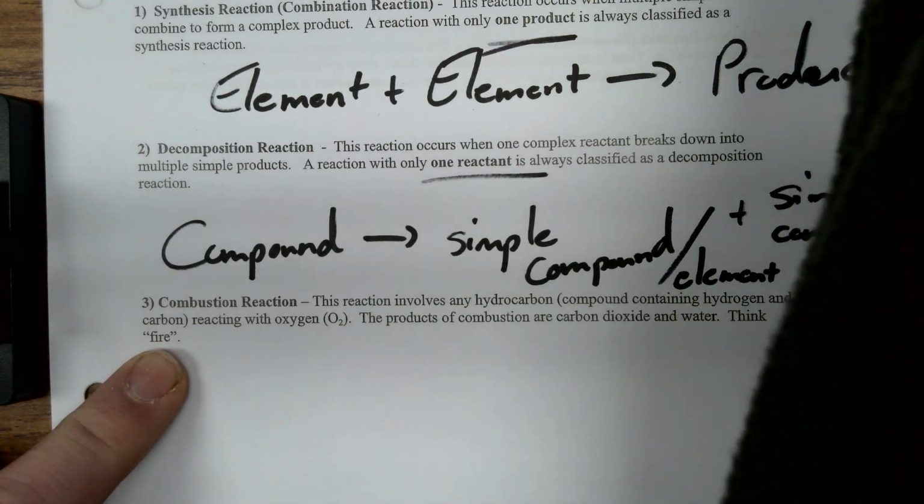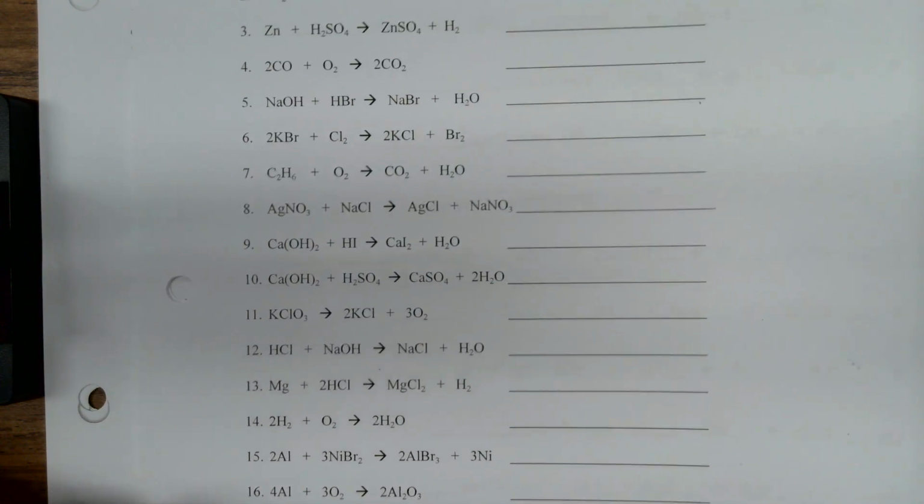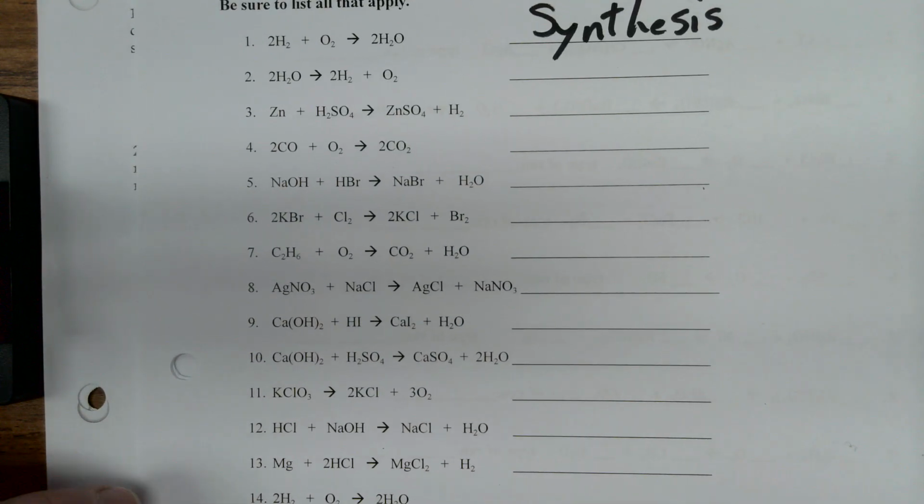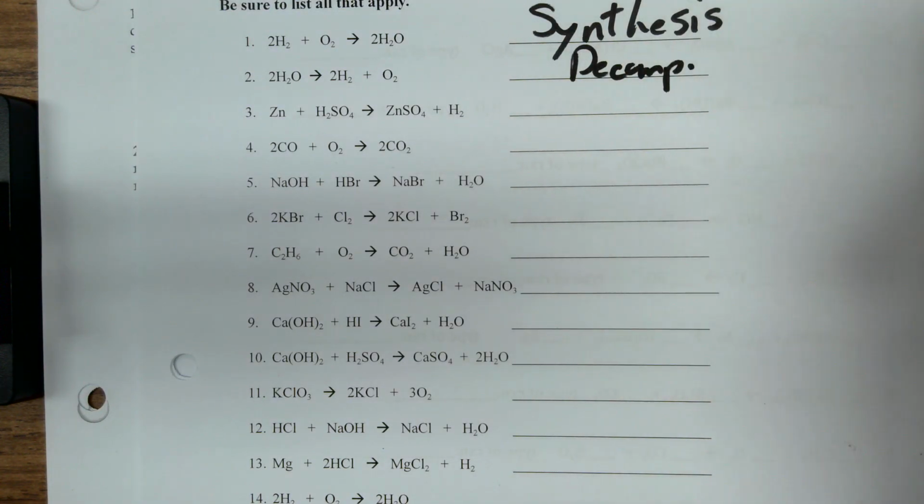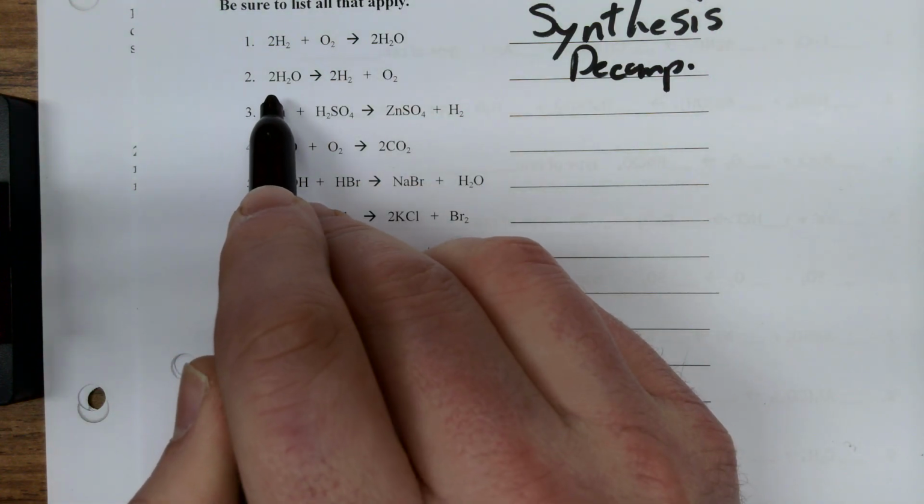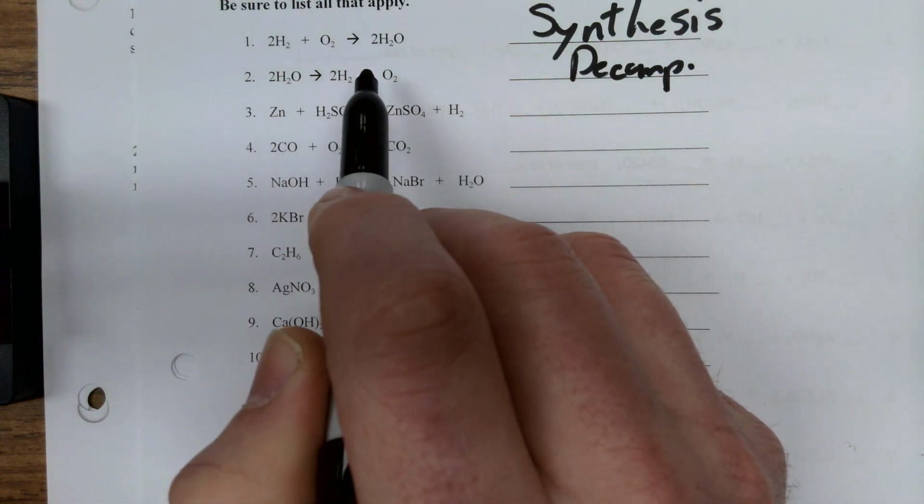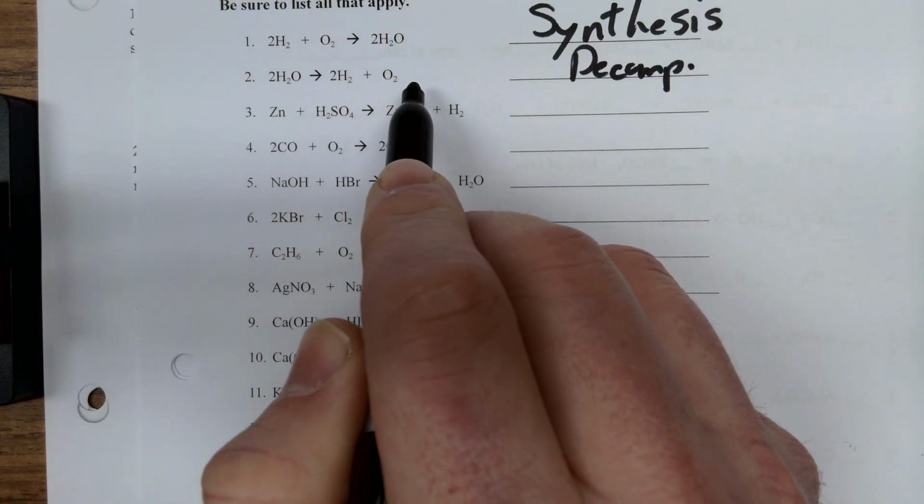If you look at your homework real fast, could you point me to a number that represents a decomposition reaction? 2. 2's a great one. Why? I have one compound breaking down into smaller parts. One reactant, multiple products.